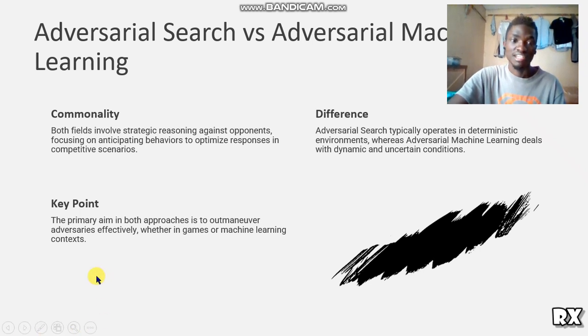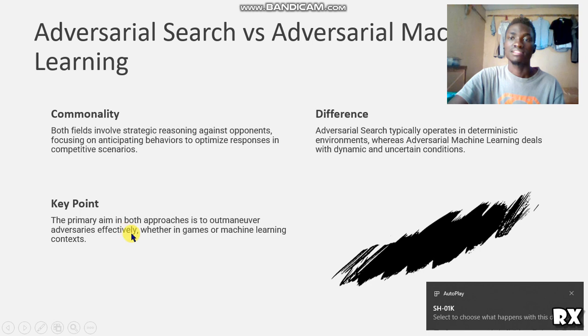And then the key point is that the primary aim in both approaches is to outmaneuver adversaries effectively, whether in games or in a machine learning context.